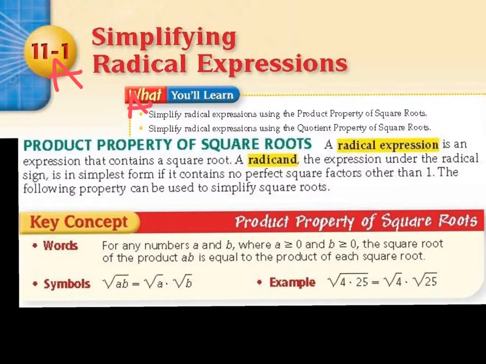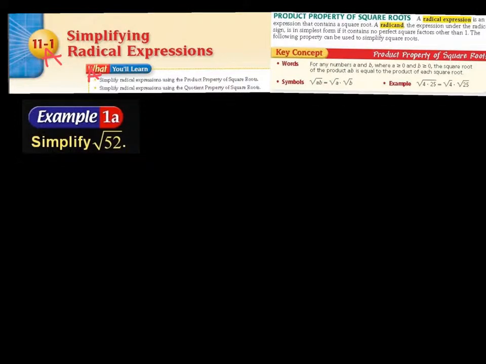Yeah, not that helpful. This is a little bit more helpful. The square root of 4 times the square root of 25 is the square root of 4, which is 2, times the square root of 25, which is 5. So we're looking for factors that are perfect squares. We could go all the way down to primes to find them.